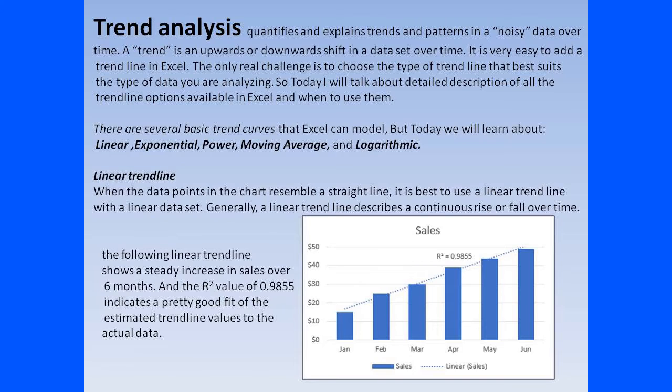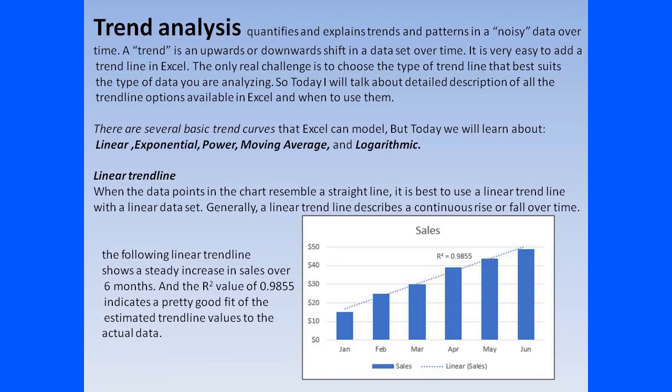When the data points in the chart resemble a straight line, it is best to use a linear trend line with a linear data set. A linear trend line describes a continuous rise or fall over time. As you can see by looking at this graph, all data points are continuous data points. Okay, so that linear trend line shows a steady increase in sales over 6 months in this graph. Here the R square value, that is 0.9855, indicates a pretty good fit of the estimated trend line values to the actual data.